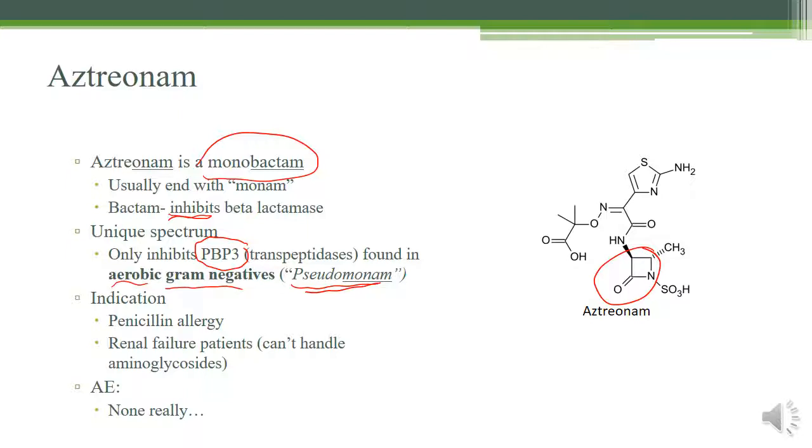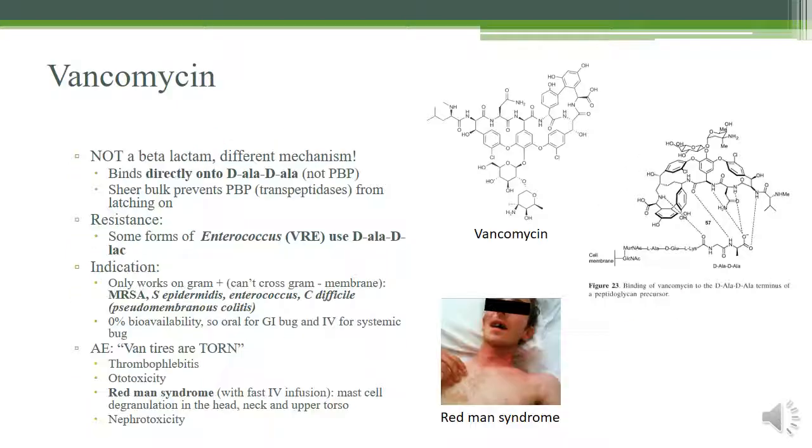Now, it is used for penicillin allergies. So if you don't want to use the Pseudomonas-specific beta-lactams, you could use this, and it has a much lower rate of allergies than a lot of the other penicillins. And it's also used for renal failure. It is often excreted by the liver. It doesn't really have any adverse effects, so it's very unique, but it's very narrow spectrum, only works on Pseudomonas.